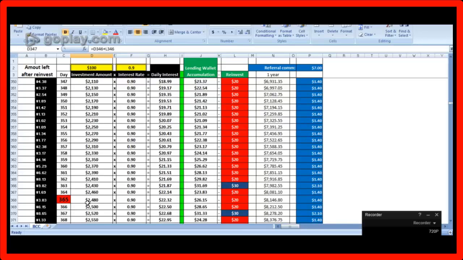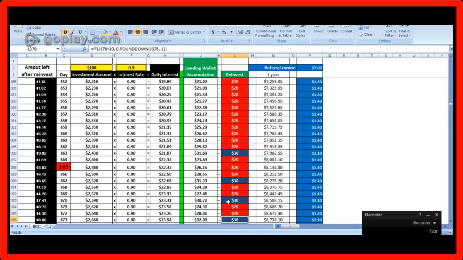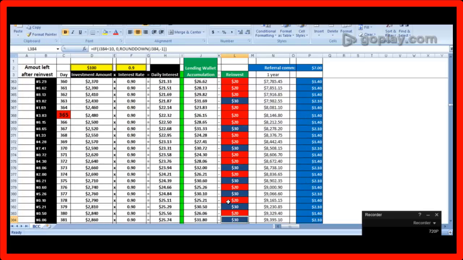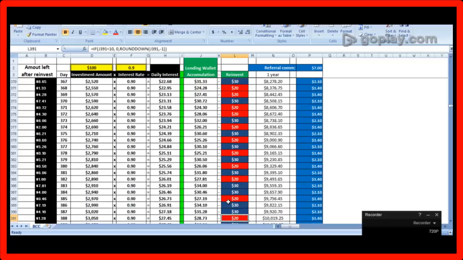So at one year, in this example, your $100 is now $2,480. You're making now $22.32 every day. And you're now getting into the reinvestment where you're making almost $30 reinvestments on a consistent basis. But now this is where the compounding interest just kind of starts to explode. And it's already pretty impressive what you could see. Now your $30 reinvestments, now already you have a $40 reinvestment.